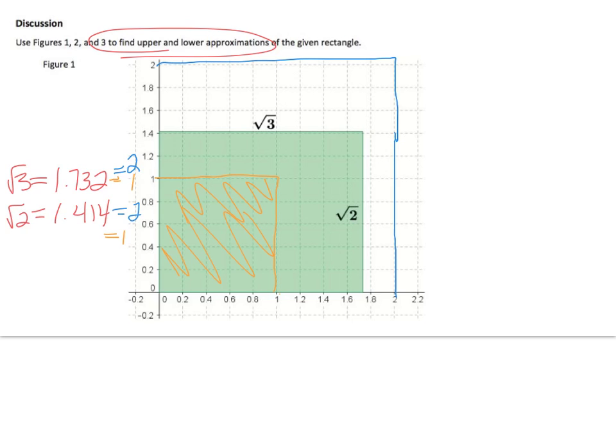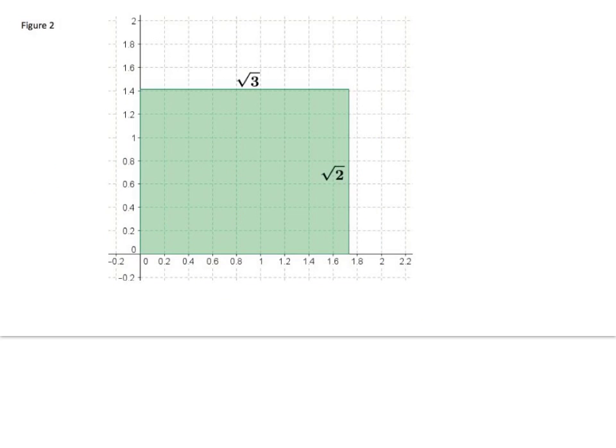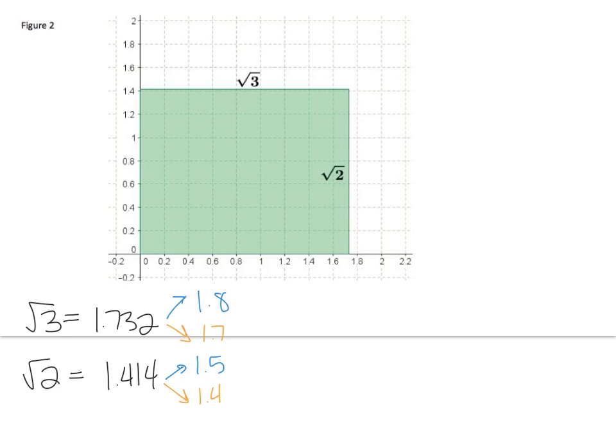Okay, let's go ahead and approximate a little bit better on the next one. Again, same triangle. Let's tighten things up just a little bit more. So I've got the same square root of 3 and square root of 2 with the decimals out to the thousandth. And let's look at an upper limit of 1.8, which I'm going to shade in blue. That would be for the square root of 3. And for the square root of 2, the upper limit would be 1.5.